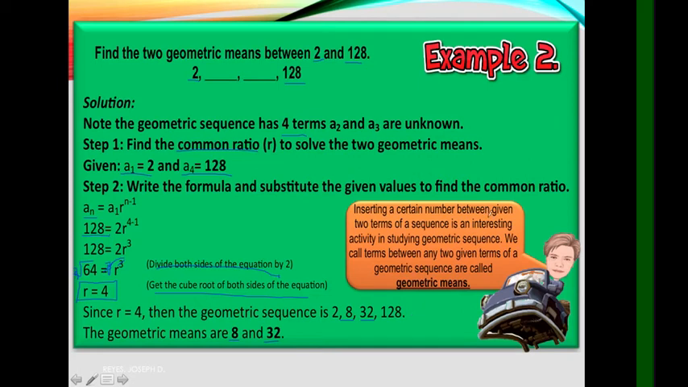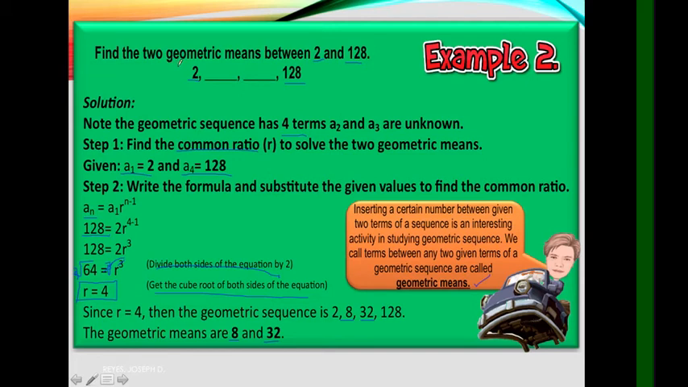Inserting a certain number between given two terms of a sequence is an interesting activity in studying geometric sequence. The terms between any two given terms of a geometric sequence are called geometric means. So, this is what they are called: geometric means. Okay? So, this is the solution for this particular example.